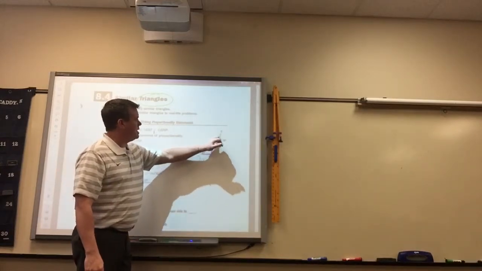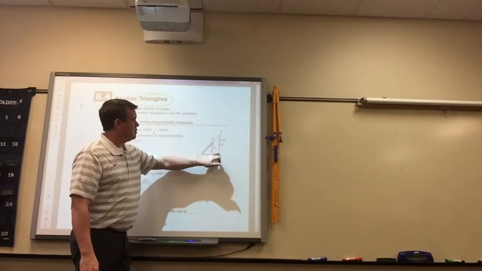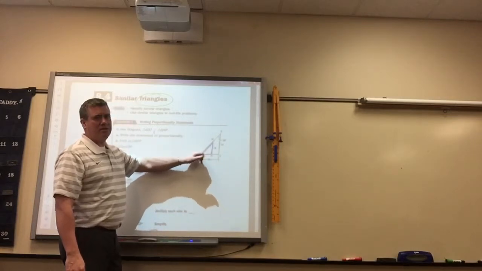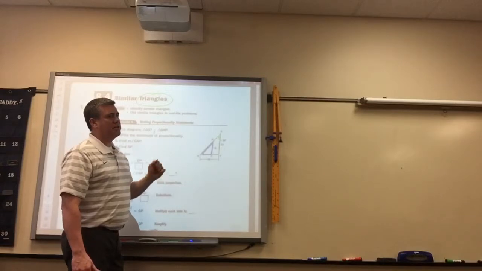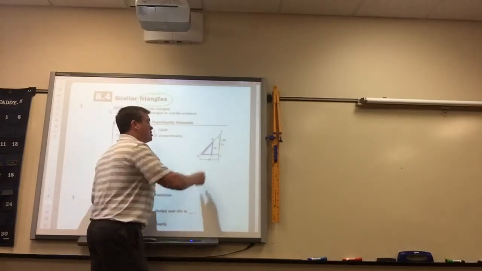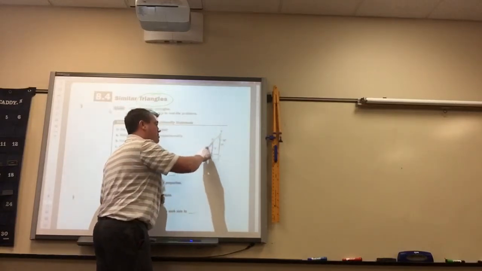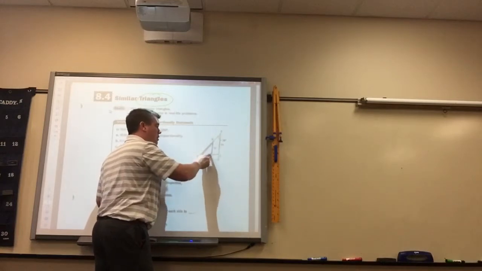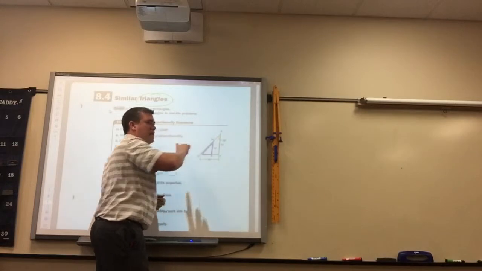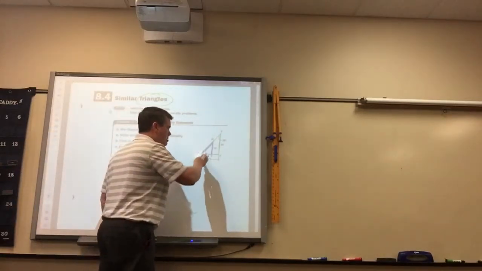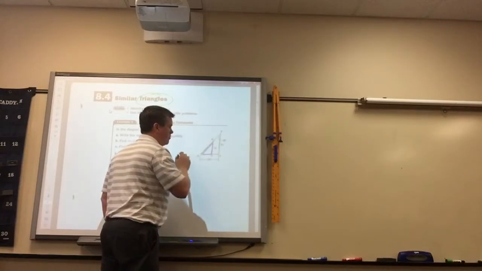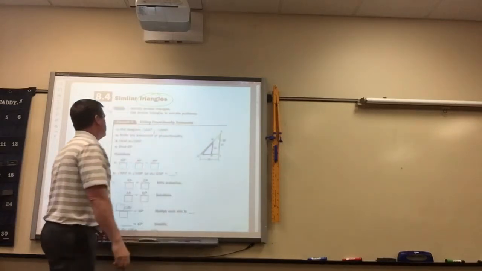So this angle would equal that one, this one would equal that one, and this one is the same angle, so they're equal. And corresponding sides are proportional. So this piece corresponds to this whole piece, this corresponds to the whole piece, and this corresponds to that piece. So the thing that gets people is this whole piece deal. We'll show you examples of that.